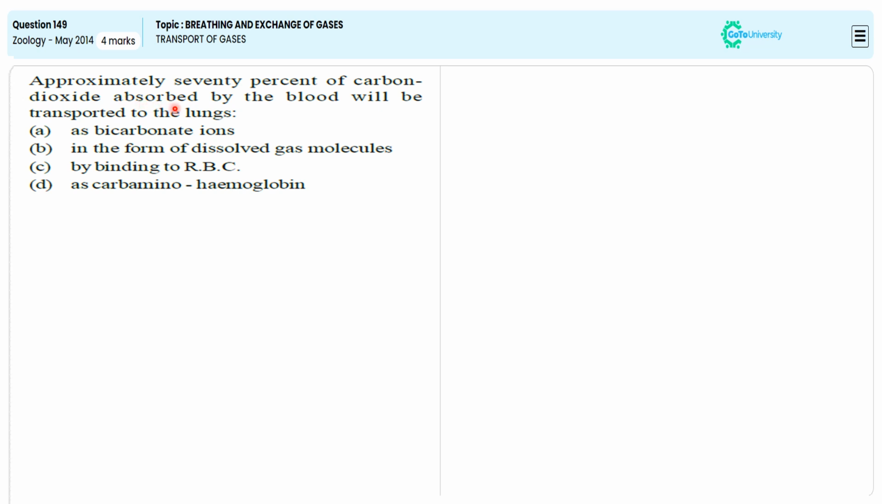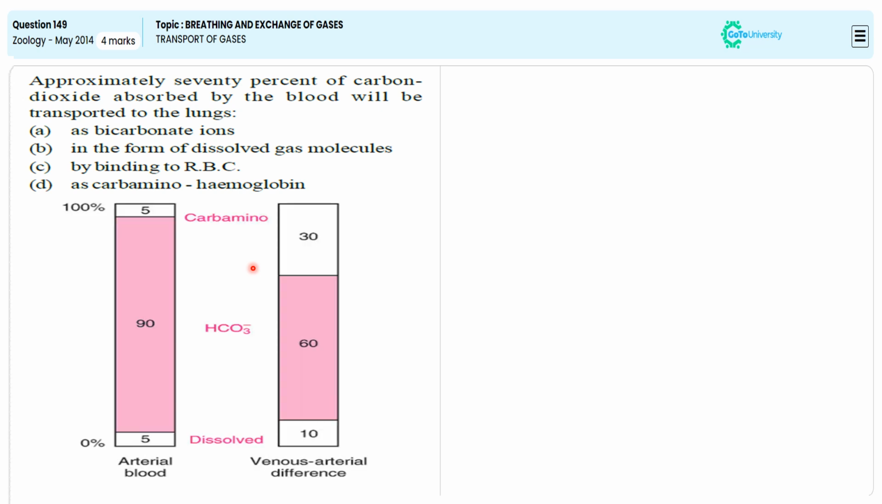In this objective question, from the given options, they are directing us to specify the correct option illustrating 70% carbon dioxide transport in blood for reaching the lung so that the exhalation process or expiration will be facilitated. For this, we need to understand the various types of carbon dioxide transport in arterial blood and venous blood.